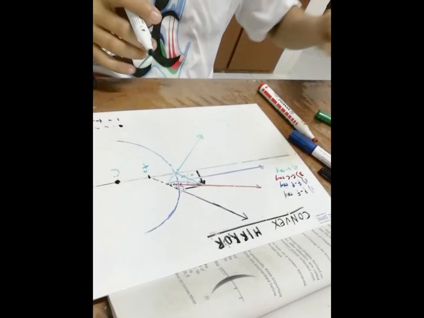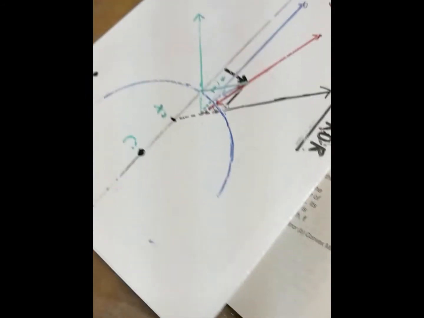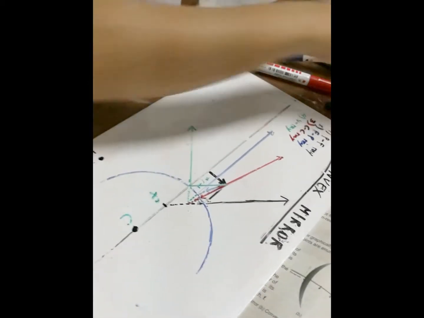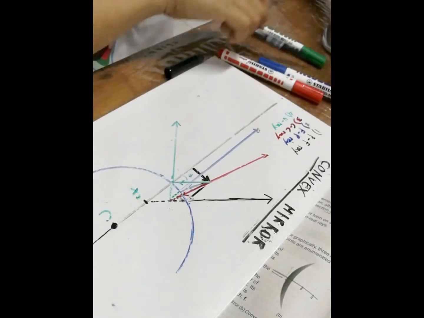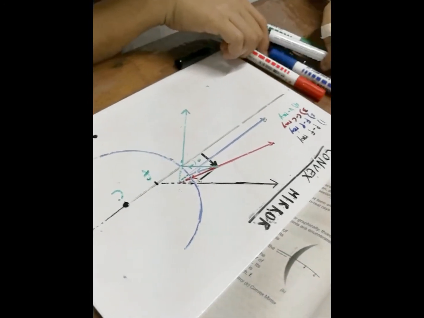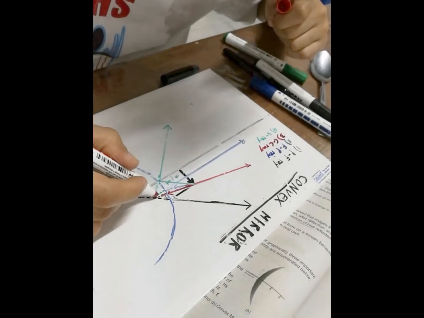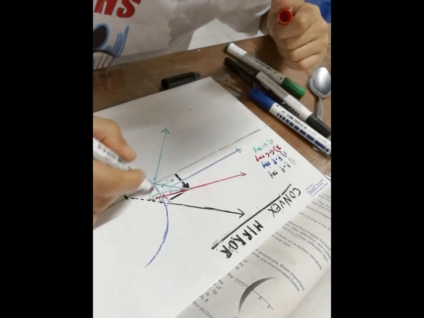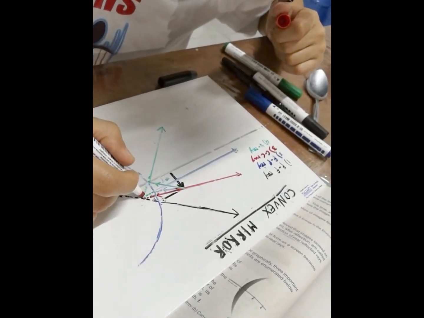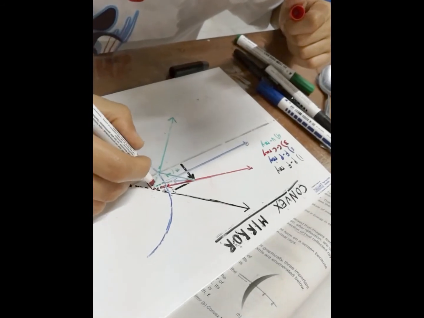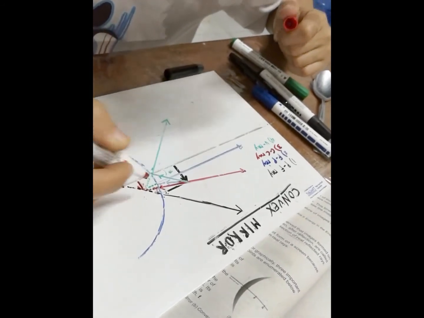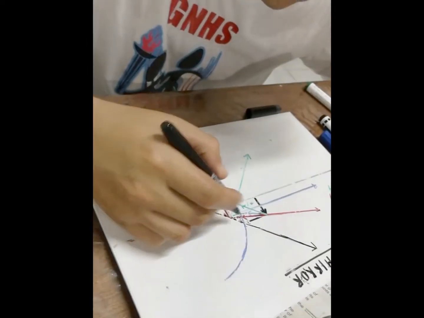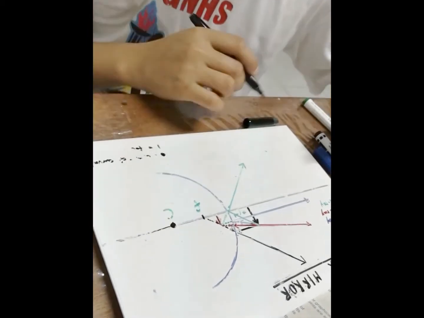if you notice, all of the extended light rays will actually meet at one point. And where is that point? Here. You see? The black one, the red one, the blue one, and the green one meet here. So meaning you have an image formed over here. And that is the image formed. Okay?